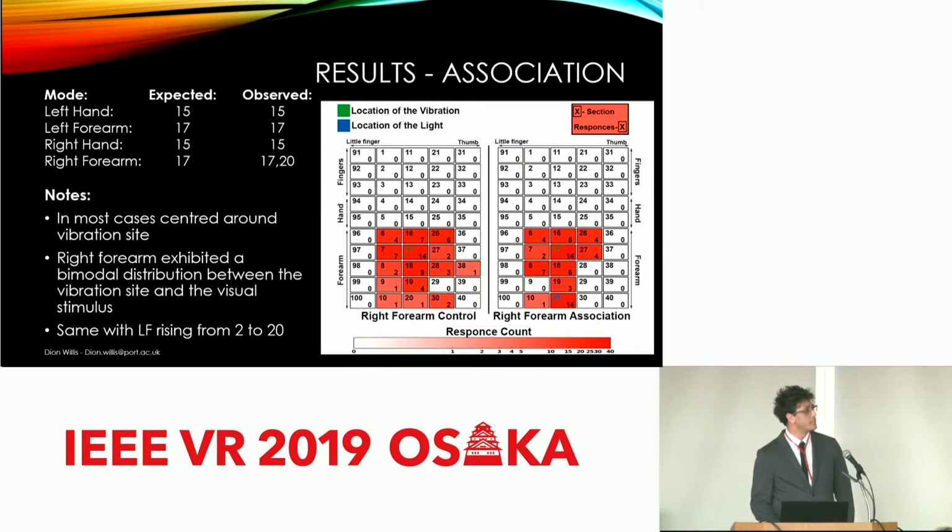was, we did see quite a dramatic shift towards the visual stimulus, especially on the right forearm, where there was now a bimodal distribution between the actual source of the vibration module and where the light was. We did reiterate every single break phase.